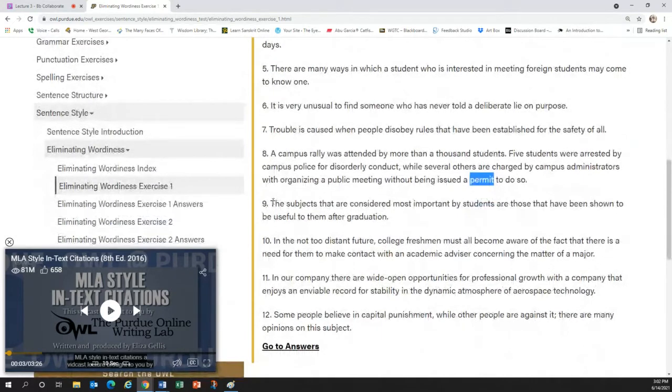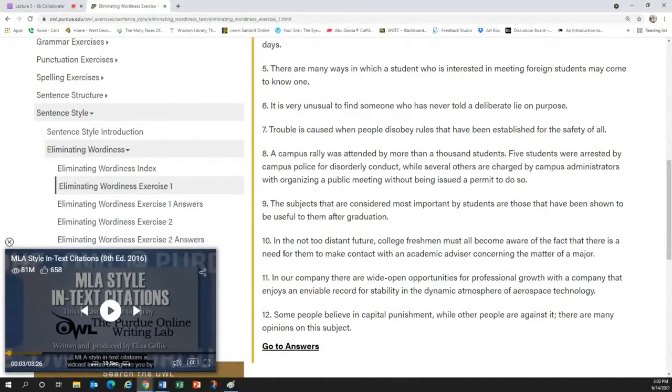Okay, number 9. The subjects that are considered most important by students are those that have been shown to be useful to them after graduation. The subjects that students consider most important are the ones that are the most useful after graduation. I think that's close.